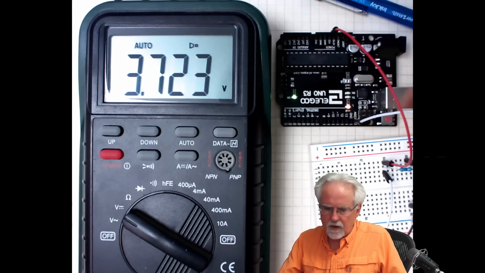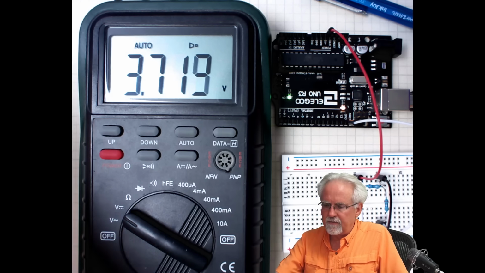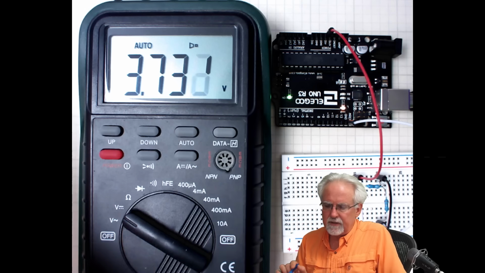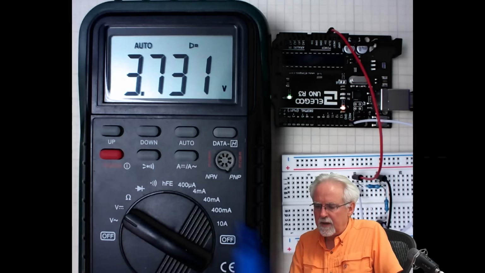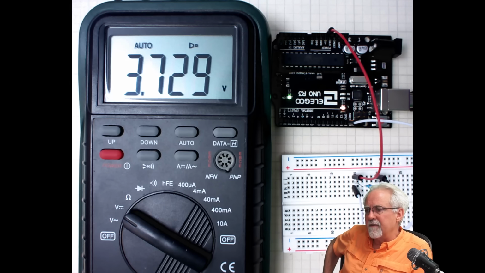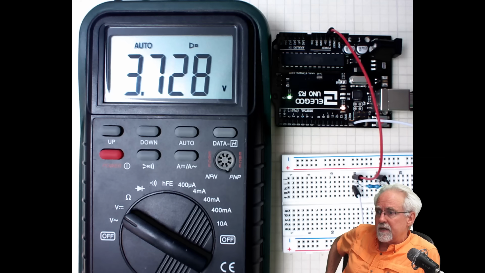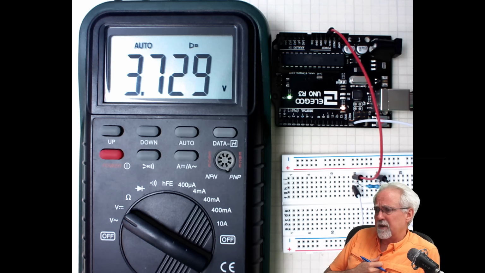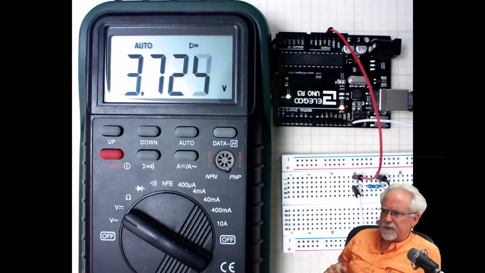And if I measure across R1, I am measuring V1, right? I'm measuring 3.73. What did I calculate that I was expecting? 3.84. This is about 1/10 of a volt off. Well, why is it about 1/10 of a volt off? It is about 1/10 of a volt off because I don't actually have 5 volts. I'm starting with 4.9, and so that's why we get a little error. The math and the physics work perfectly, but I'm not getting the 5 volts I anticipated, so this number is just a little bit off.